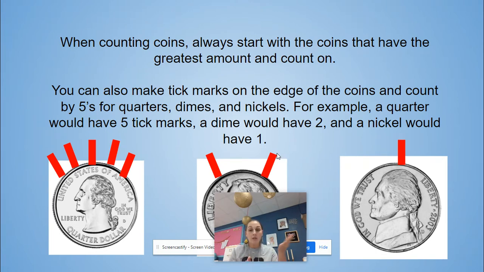A quarter is worth 25 cents, so we could count by 5s 5 times to get to 25. So you would just make 5 little tick marks on the edge of your quarter here, and then count by 5s. 5, 10, 15, 20, 25. We can also do that with a dime because we know that 5 plus 5 makes 10, which is the value of a dime. So we would just have 2 tick marks, and we would count 5, 10, and then we would only need 1 tick mark for a nickel because it is only 5 cents. Okay.